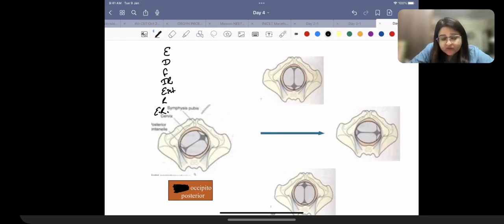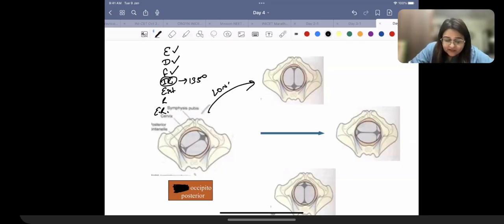So what's happening in occipito-posterior? In majority of occipito-posterior, what's going to happen? This is going to happen. That means engagement हो गया, descent हो गया, flexion हो गया, और flexion हो जाए तो internal rotation will happen by 135 degrees. That is called long arc rotation. So this occiput travels all the way to the anterior part and becomes occipito-anterior. And then the same steps: extension, restitution, external rotation.